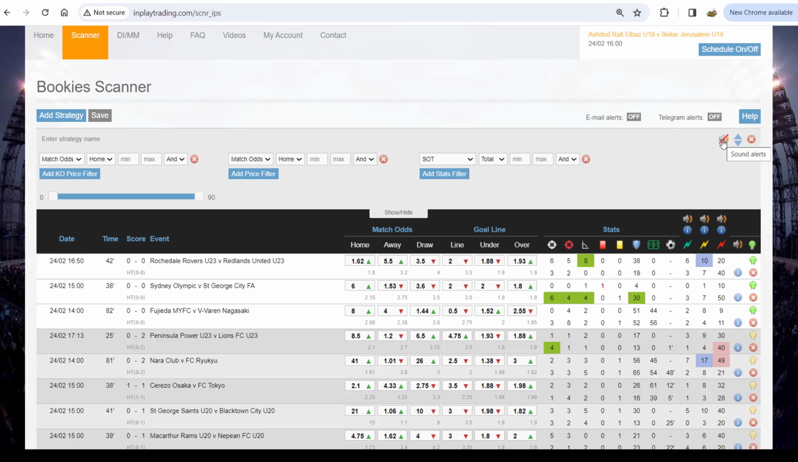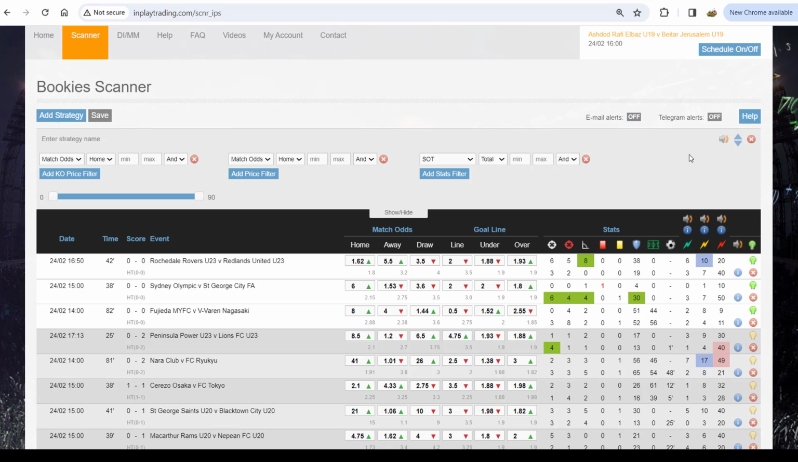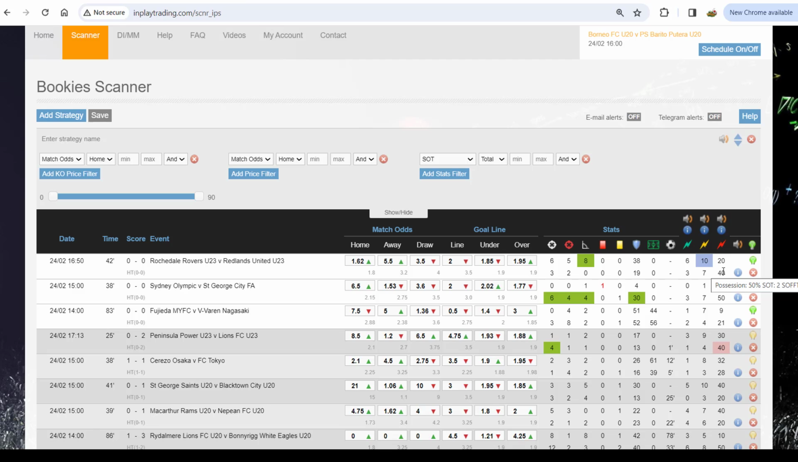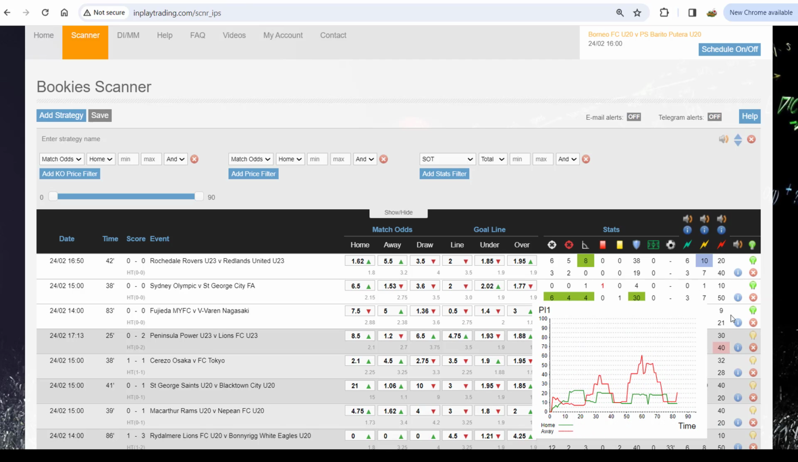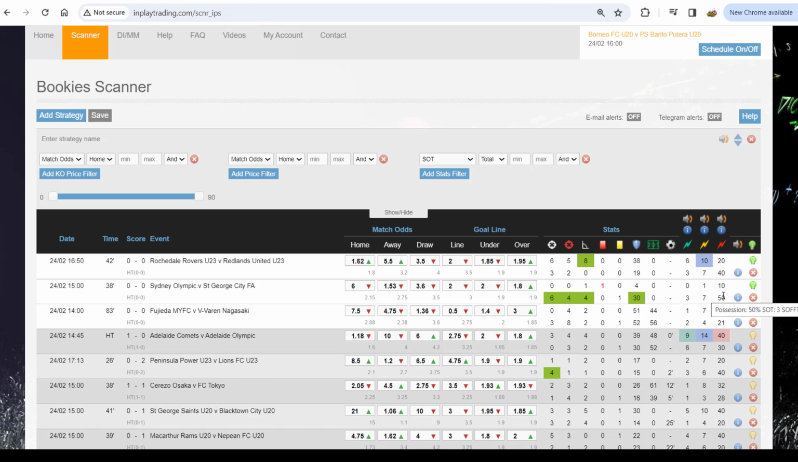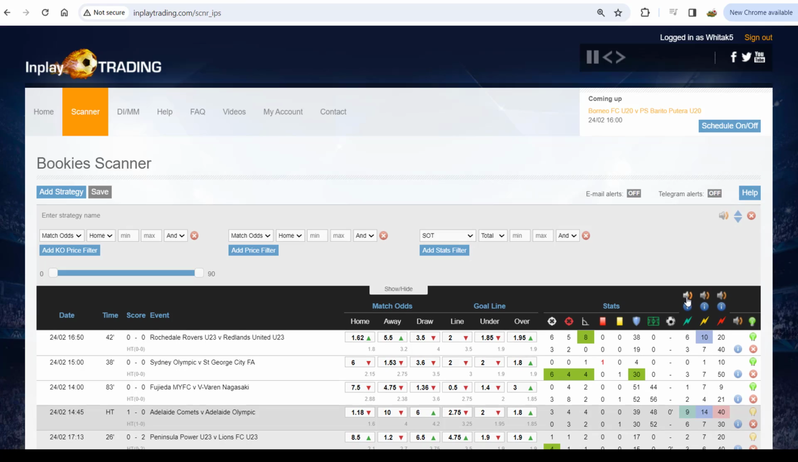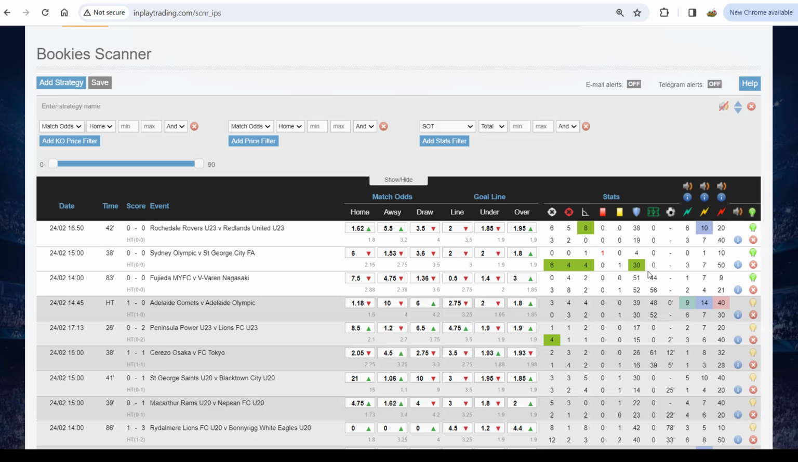The scanner also has sounds. I had them turned off previously because I was doing this video, and the sounds alert you when different matches have shots on target, or different index levels are being reached and highlighted. And you can select which sounds you want on or off. That lets you know when interesting stuff is happening in games.